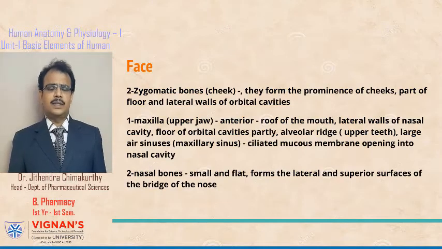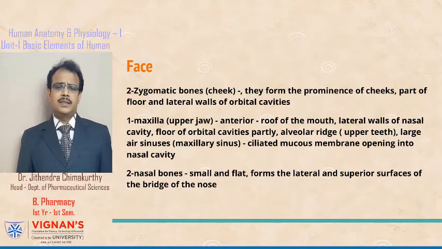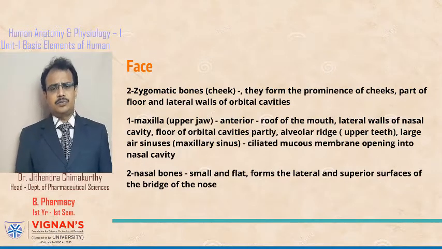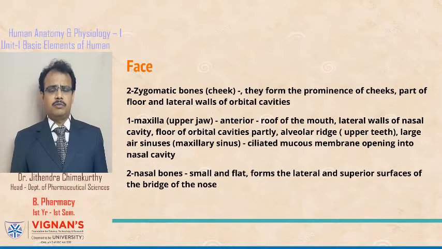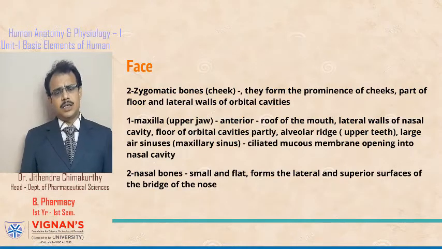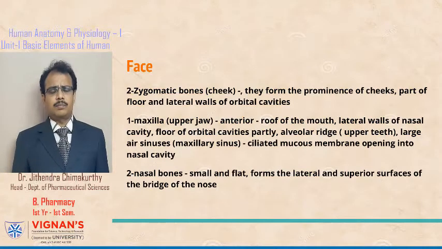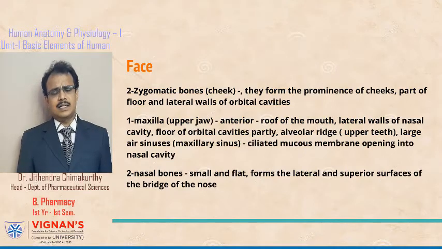And the other bone is maxillary bone, or it is also called maxilla or upper jaw bone. This maxilla originates as two bones but fuses before birth into one. The maxillary bone forms the anterior roof of the mouth, and this also has downward projections called alveolar ridges or processes which are necessary for holding the teeth.